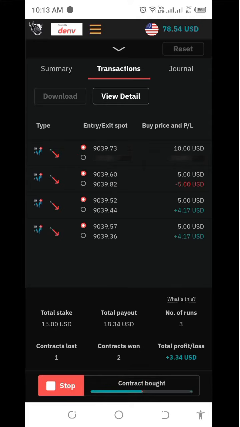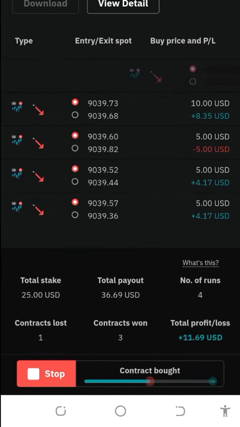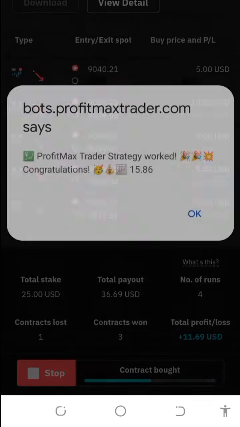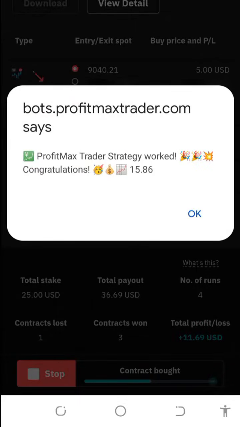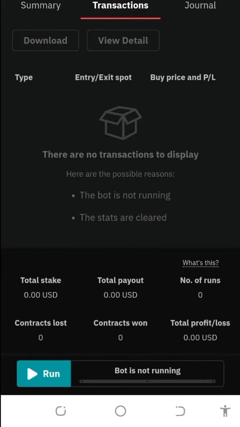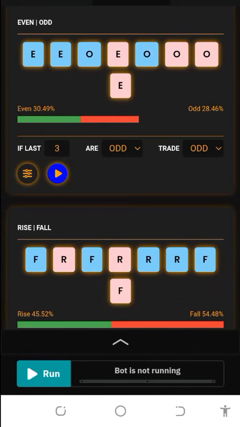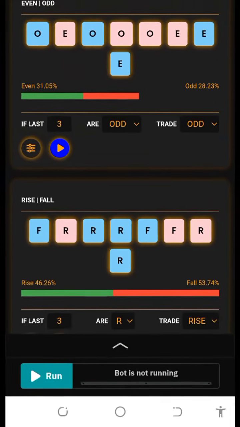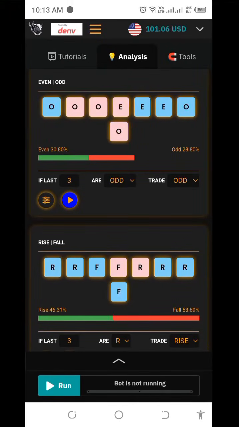Okay, so all those are examples I have kind of overtraded, just to show you how you can do this. And there we are, we've made $15. We've made our $15, reset everything, and then same drill, analyze the market. You can see we've already reached $101 there.